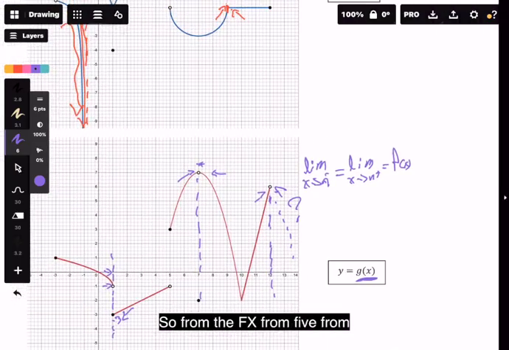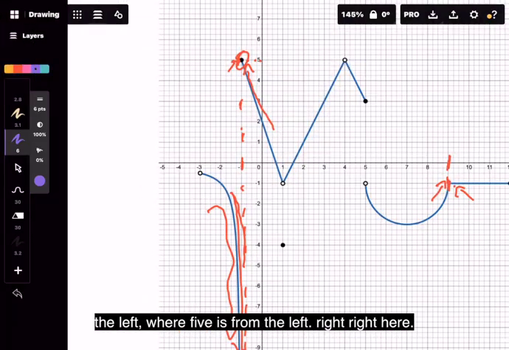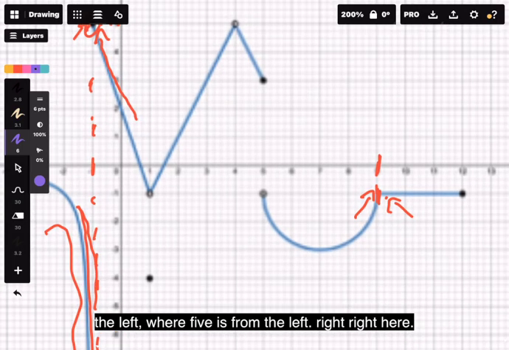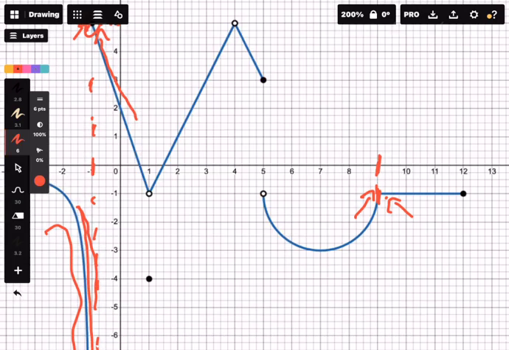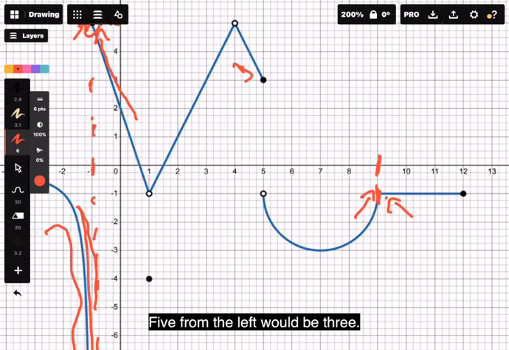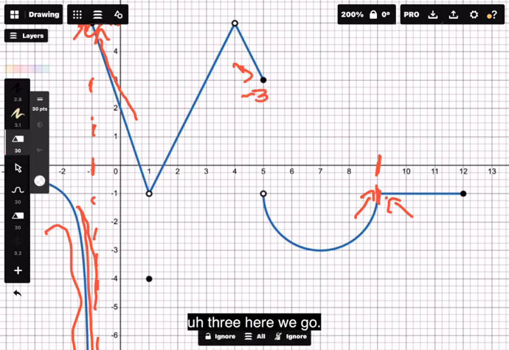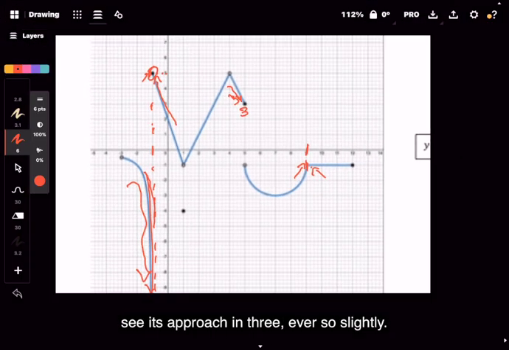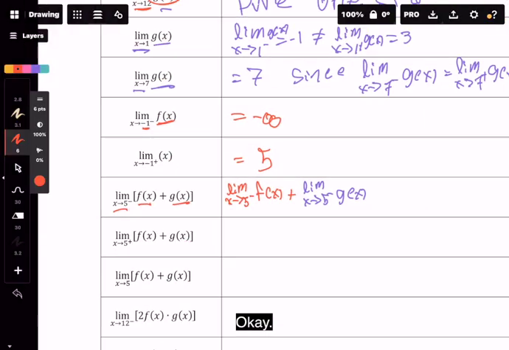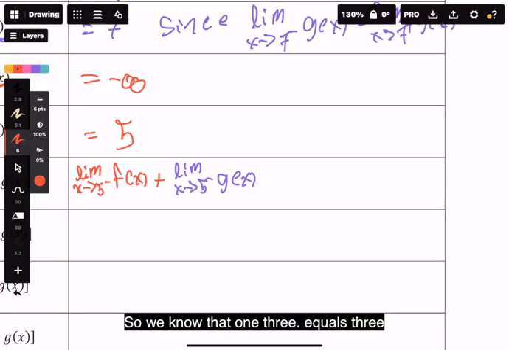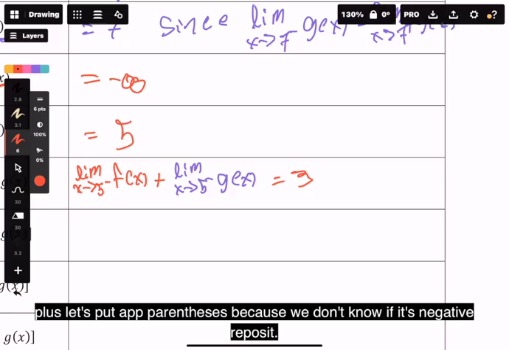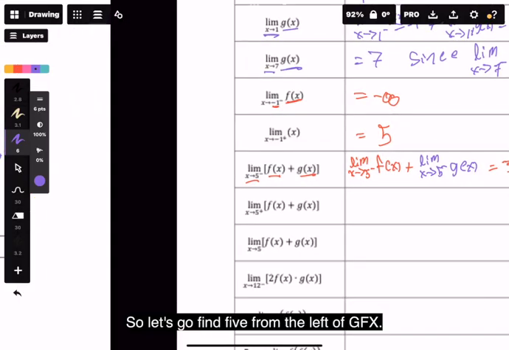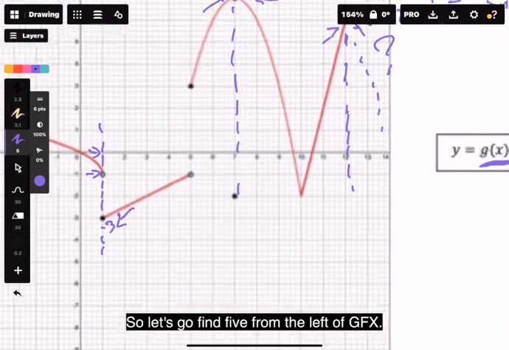For f of x, 5 from the left is right here. 5 from the left would be 3. Since we're approaching from the left, we see it's approaching 3, ever so slightly. So we know that one is 3. This equals 3 plus, let's put parentheses because we don't know if it's negative or positive. So let's go find 5 from the left of g of x.